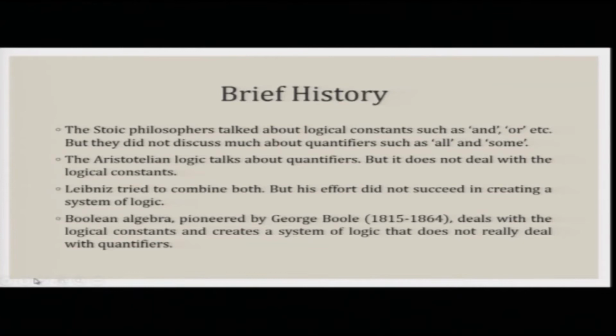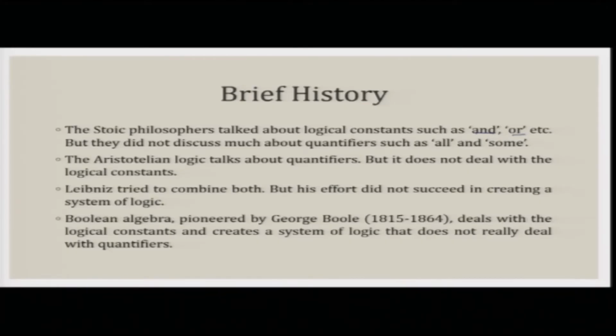The ancient Greek philosophers talked about logic, and there were two different groups working on it: the Aristotelian group and the Stoics. The Stoic philosophers talked about logical constants such as and, or, and if-then, but they did not discuss much about quantifiers such as all and some, as in all humans are mortal. The Aristotelian group talked about quantifiers. They worked a lot on them, so the entire Aristotelian logic is some kind of logic of quantifiers, but it does not deal with the logical constants such as and, or.